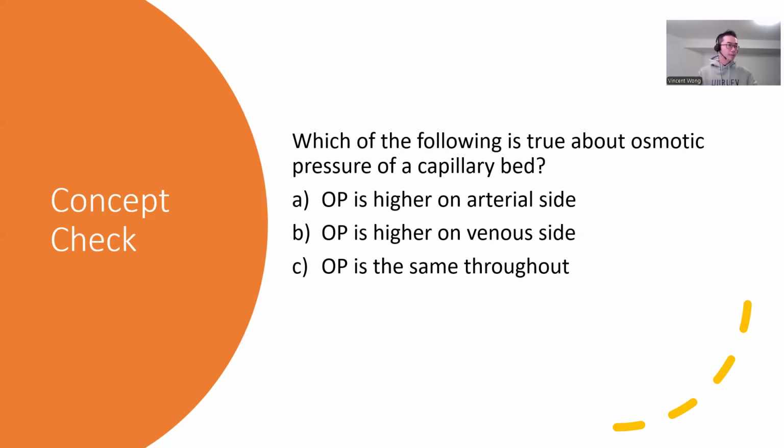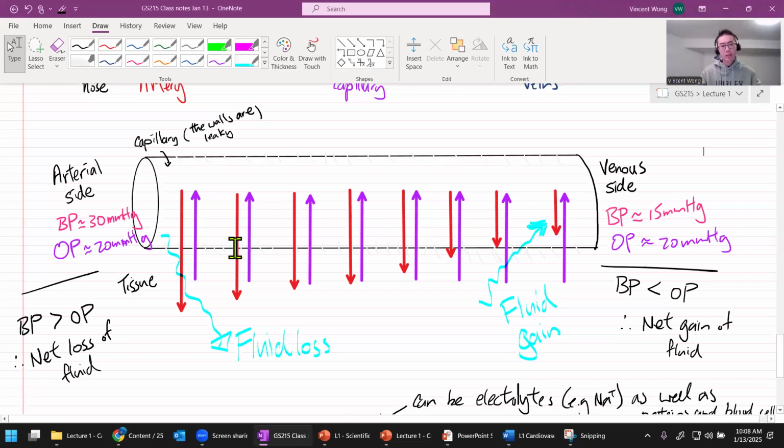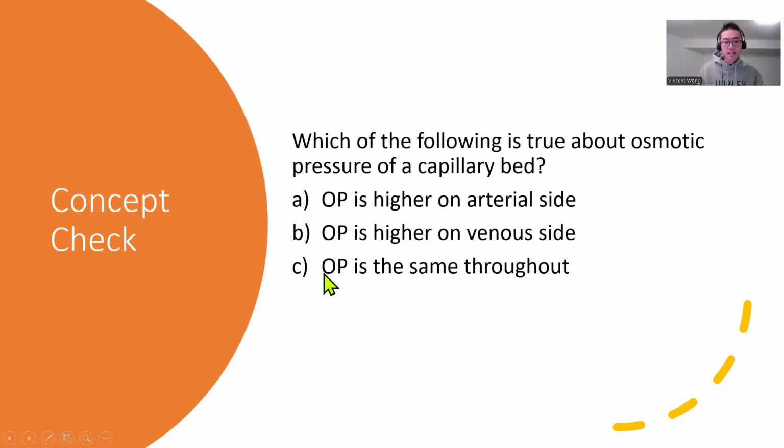All right, last call. Anyone else? Okay. The osmotic pressure are represented by the purple arrows here, and you can see they are the same. It's 20 on arterial side, and then it's also 20 on the venous side. It does not change from one side to the other because the solute concentration of the blood remains the same. That's why the answer is C. OP is the same throughout.